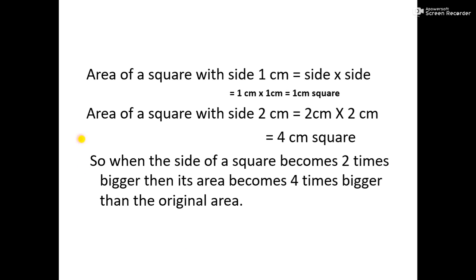Let's see. Area of a square with side 1 centimeter will be side multiplied by side, 1 multiplied by 1, 1 centimeter square. Area of a square with side 2 centimeter will be 2 centimeter multiplied by 2 centimeter, that means 4 centimeter square. So when the side of a square becomes 2 times bigger, its area becomes 4 times bigger than the original area. If its side doubles, its area becomes 4 times bigger than the original area.